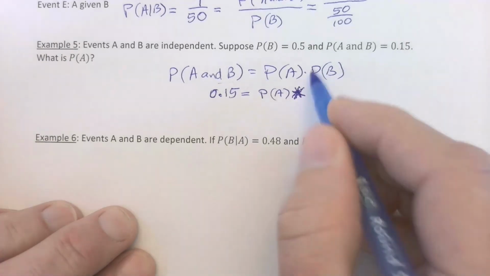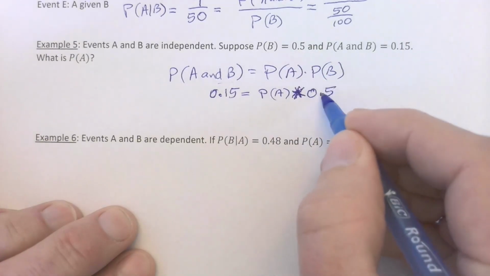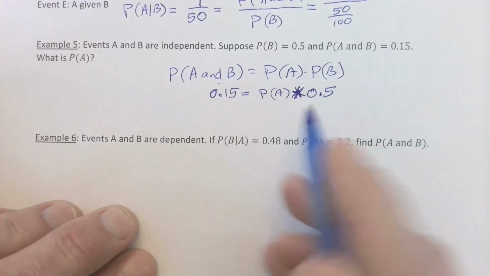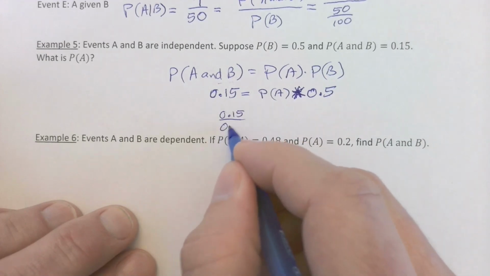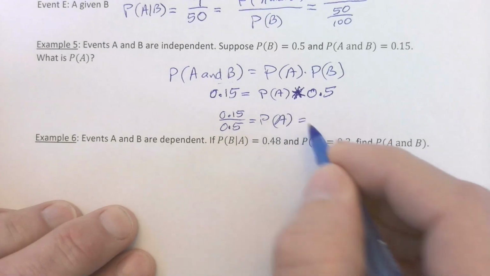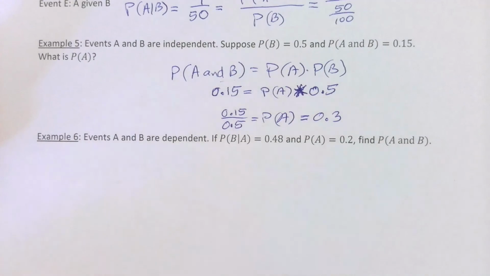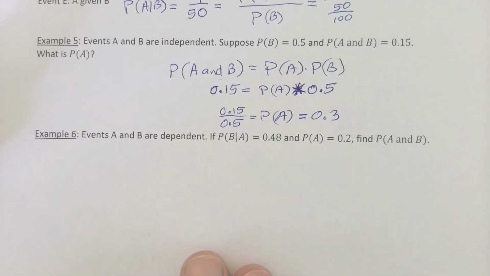And the probability of B was 0.5. So to solve this little equation, just divide both sides of it by 0.5. So you get 0.15 over 0.5 is the probability of A. And that turns out to be 0.3. That uses one of our important formulas for today for independent events.